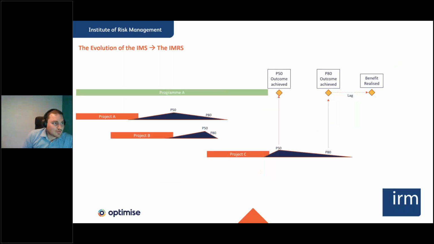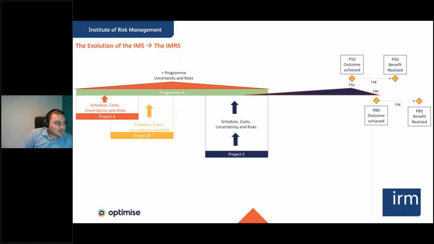So how do we evolve the IMS to the IMRS? Well, we run our models down at project level. So we do our QSRA or our QRA models, and we use those to inform the decisions higher up as we've done, but that doesn't include program risks. So we need to consider our program risks. So we're going to look at those projects, project A, project B, project C. We're going to look at the way that they've built their schedules, their cost, their uncertainty, and their risk. And then at a program level, we're going to do assessment of those, and we're going to do some compounding, and we're going to apply risks at program level as well.